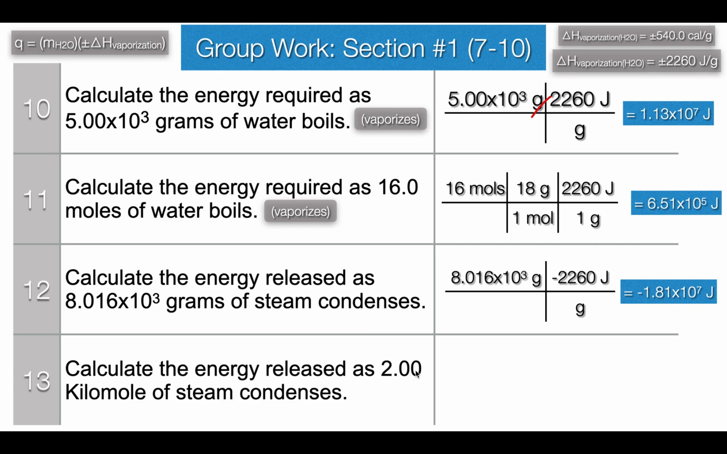The same thing for 13, but of course we're going to make it a little bit difficult. So we've got 2 kilomoles, and then we convert kilomoles to moles, where 1 kilomole is equal to 1,000 moles. And then you convert moles to grams using the periodic table. Again, 18 grams per mole for water. It's just water for all these equations. And then again, where steam is condensing, so it's losing heat. So we're going to have a negative delta H.